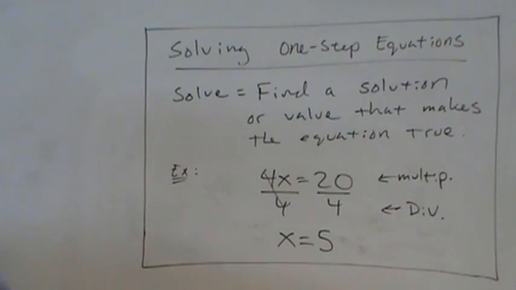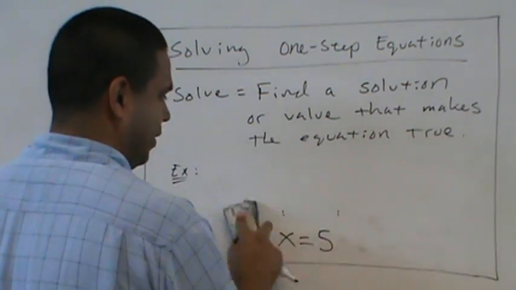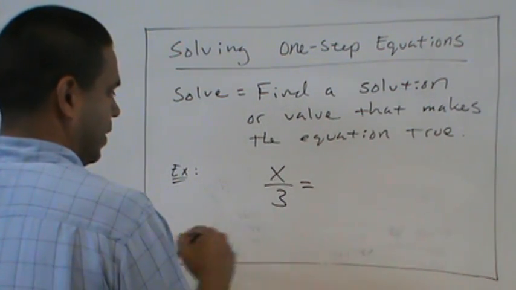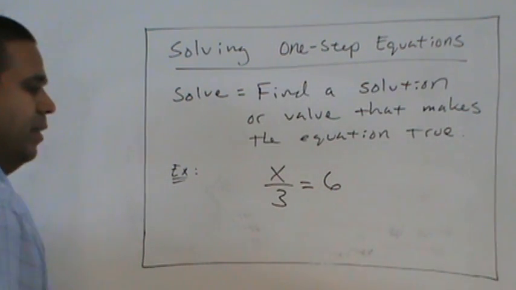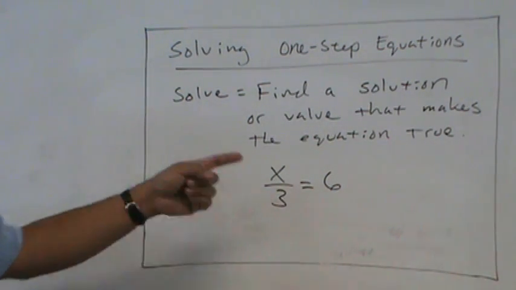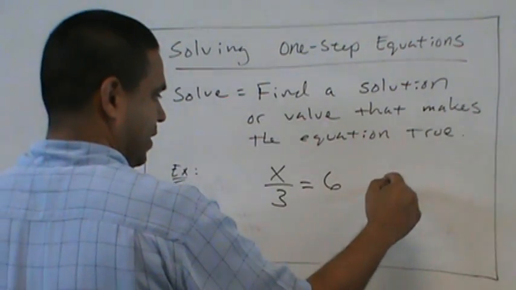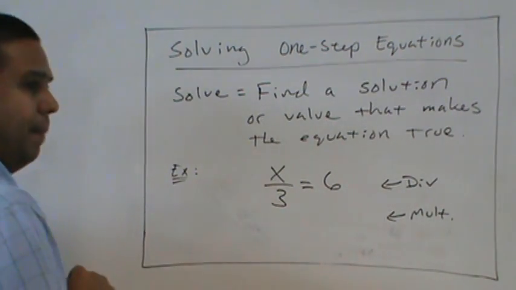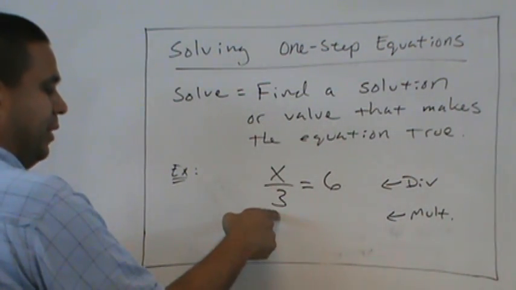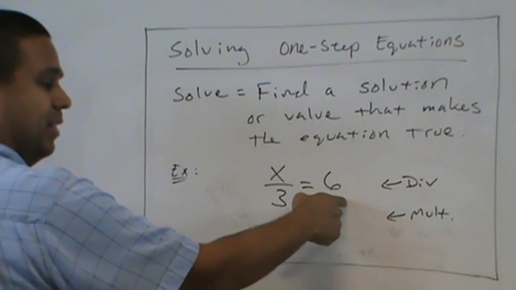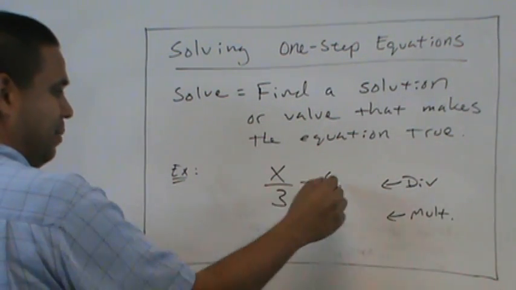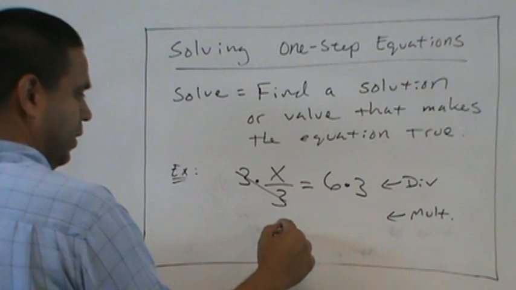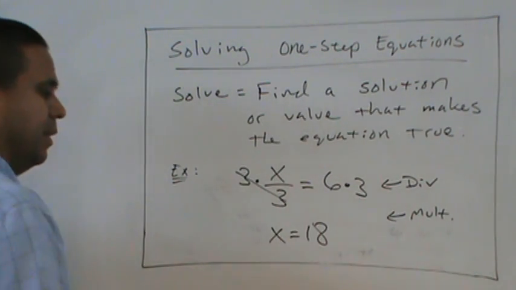And what's the last operation we need to check? Divide. What if it was a division problem? You multiply. If it's a division, you multiply. The inverse of division, since this is a division problem, we would multiply. So a number divided by 3 is 6. What number would that be before the 6? We would multiply. So x would be 18.